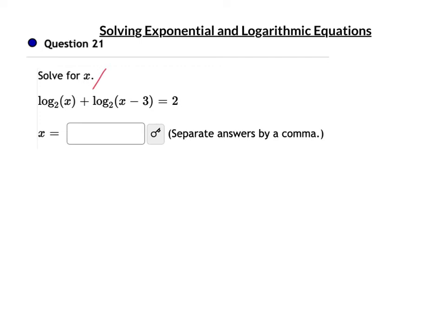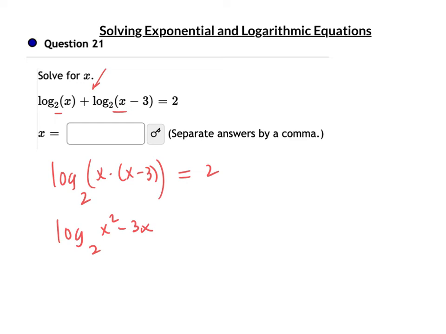Question 21. We're adding. These are exponents. When do you add your exponents? That's when you're multiplying. This is going to be an interesting one. This will be the log base 2 of x times x minus 3 equals 2. This is the log base 2 of x squared minus 3x equals 2. This means 2, the base, to the exponent of 2 equals x squared minus 3x.